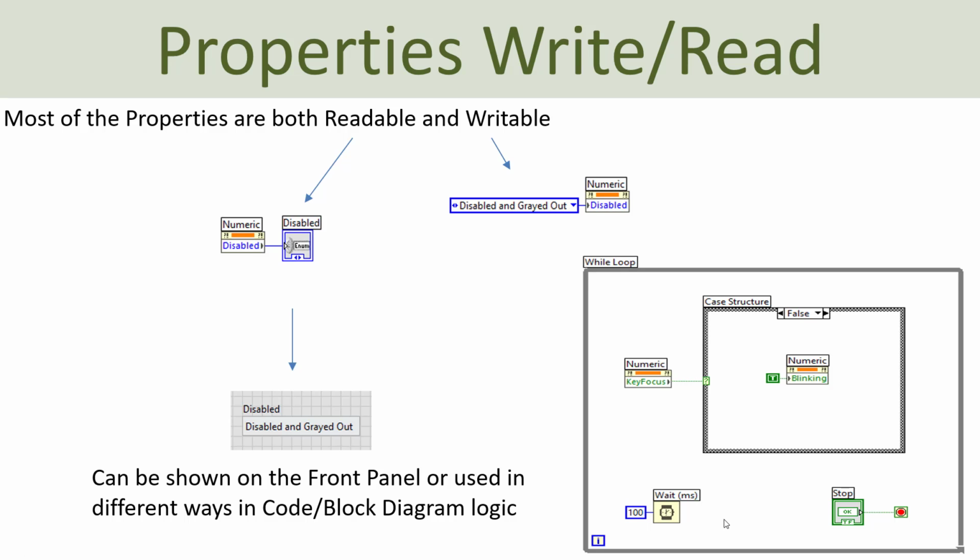And here you see a basic example of how I can use this in my block diagram logic. So here I have used the key focus property node for my numeric control, and this is set to read. So the output of this one is either true or false, and then I wire it to a case structure, and then inside here I set another property node to be writable. In the case here we have false and true. In the false case I set blinking to true, and in the true case I set blinking to false. So let's see how we can create these basic examples in the LabVIEW programming environment.